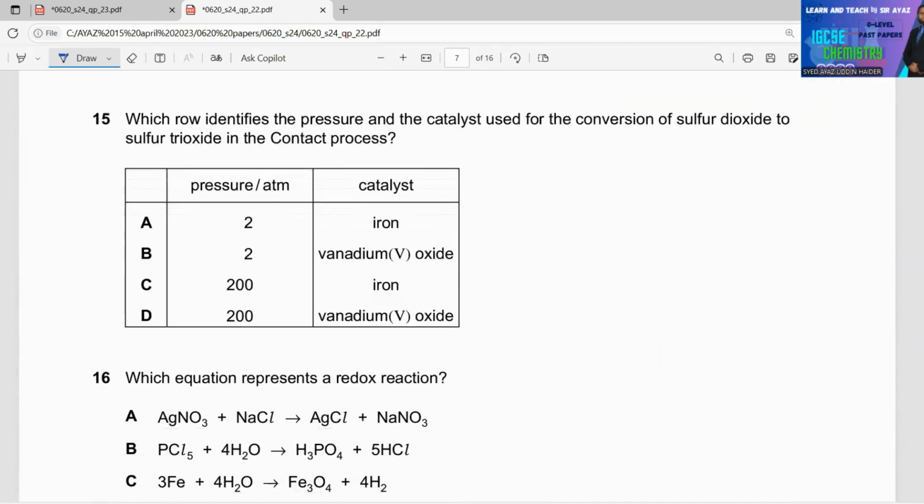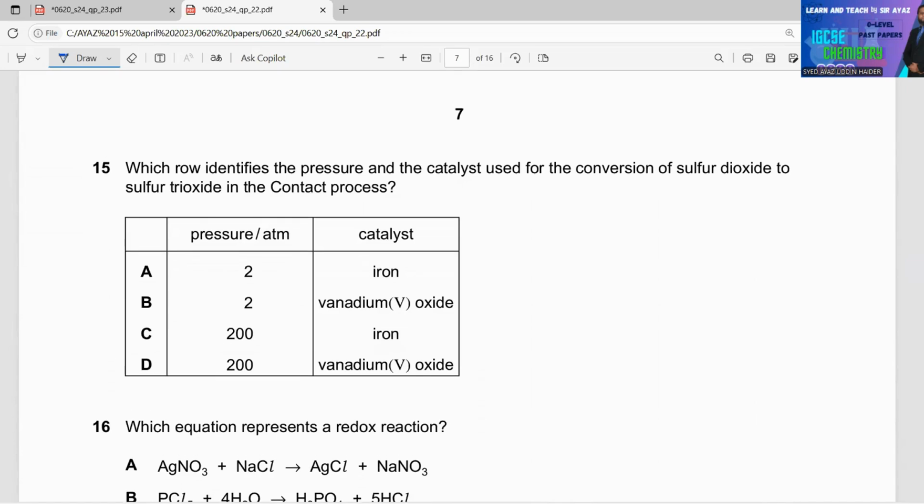Which row identifies the pressure and the catalyst used for the conversion of sulfur dioxide to sulfur trioxide in the contact process? This is something which you have to learn by heart. You know the catalyst, it's vanadium 5 oxide. So either B is correct or D is correct. Both A and C are incorrect. What about the pressure? We have low pressure. In the conversion of sulfur dioxide to sulfur trioxide, we have to compromise with the pressure here. So B must be the right answer in this case.